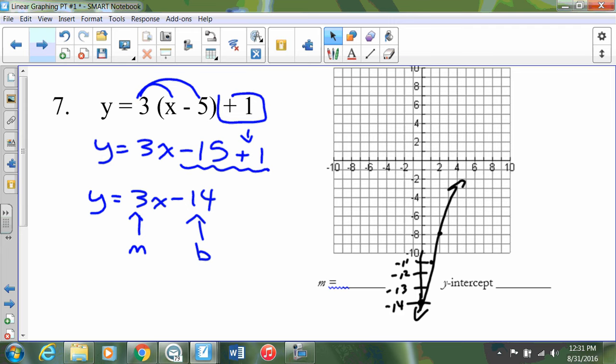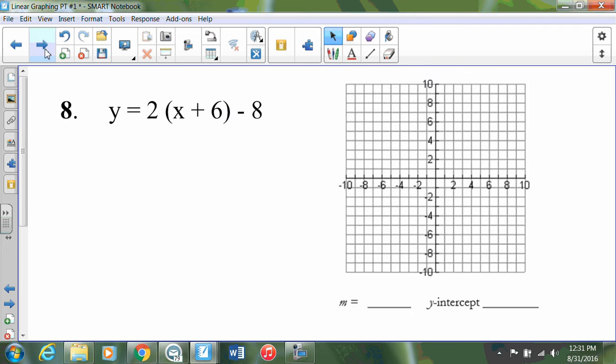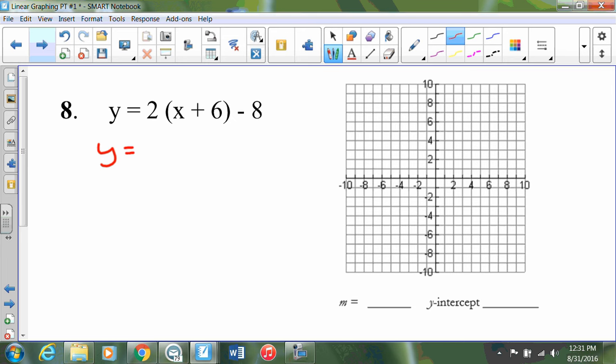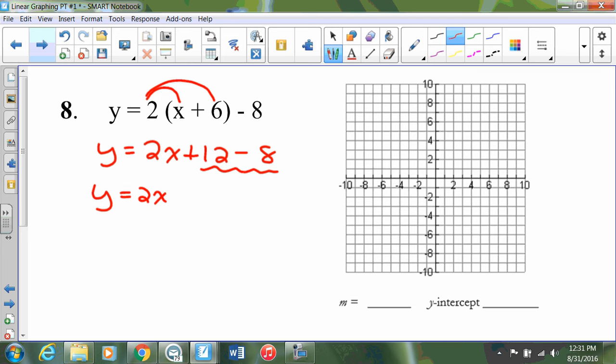Okay, so let's see what the next one is. The next one's the same thing. We are going to distribute. So we will go ahead, write the y equals. We're going to distribute. 2 times x is 2x. 2 times 6 is 12. So then we're going to combine our like terms. We're going to rewrite y equals 2x. And we'll combine 12 minus 8 is 4. So once again, now we have it in slope-intercept form. That's my slope. That's my y-intercept.